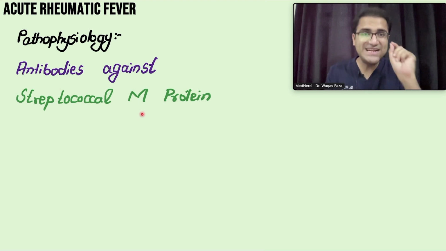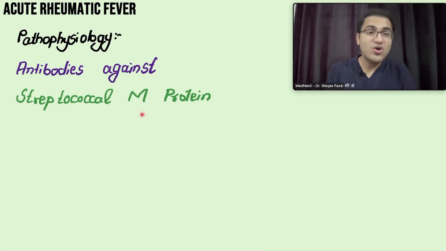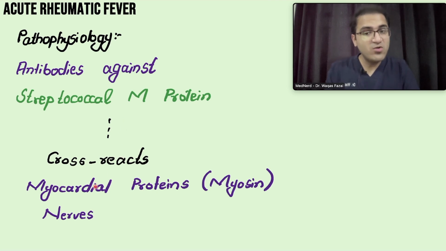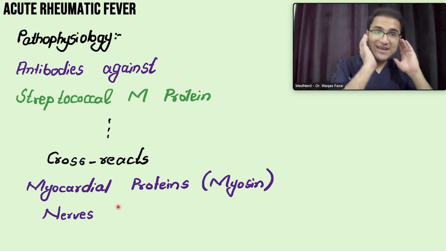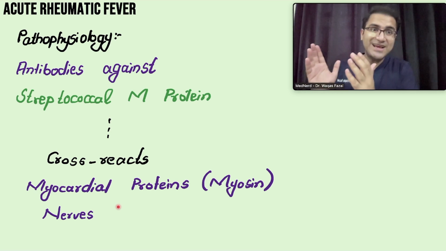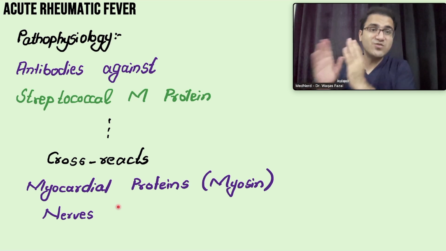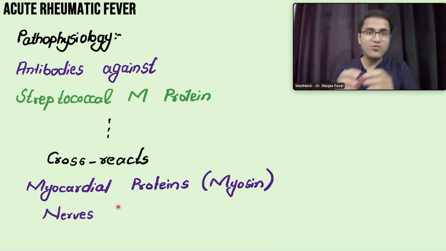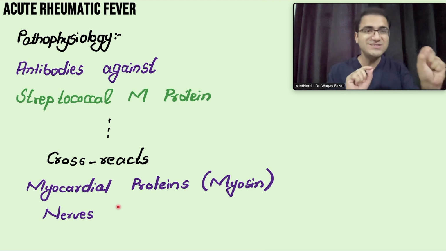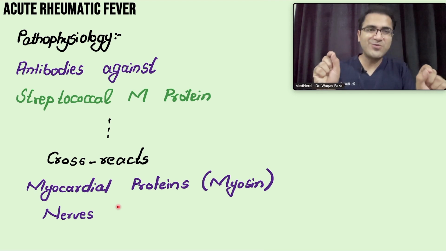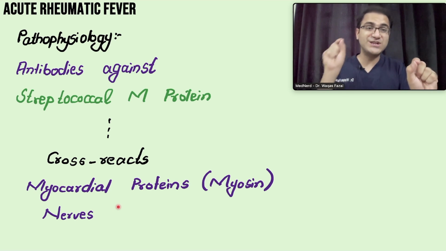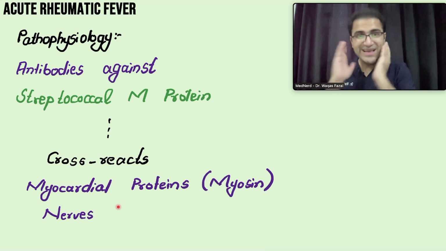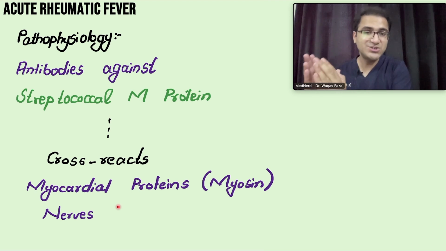But the problem with these antibodies is that they cross-react. They cross-react with the myocardial proteins like myosin, and they also cross-react with the nerves. They confuse the streptococcal M protein with the normal body proteins. So they are attacking the streptococcal M protein, but they are also attacking the normal body proteins. That is what goes wrong in acute rheumatic fever, where these antibodies are confusing the streptococcal M protein with the myocardial proteins, myosin, and also with certain nerves in the body. Therefore, they are attacking normal body tissues like heart tissue and nerves.